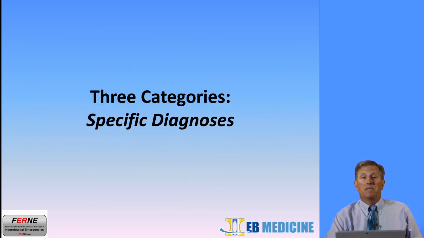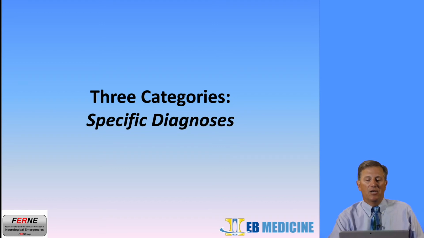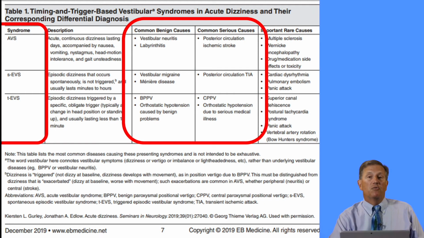Let's talk about our specific diagnoses. Remember, we had 3 strata, 6 diagnoses. Now let's talk about these specific diagnoses. So we have the 3 strata: acute vestibular syndrome, spontaneous episodic vestibular syndrome, and the triggered episodic vestibular syndrome that leads to these diagnoses. Acute vestibular syndrome. I've got the red rectangle around the common benign causes and the common serious causes and some rare causes. Let's go through them.